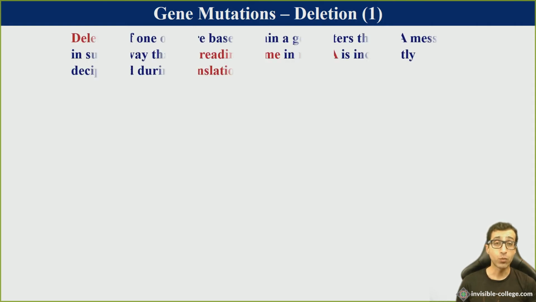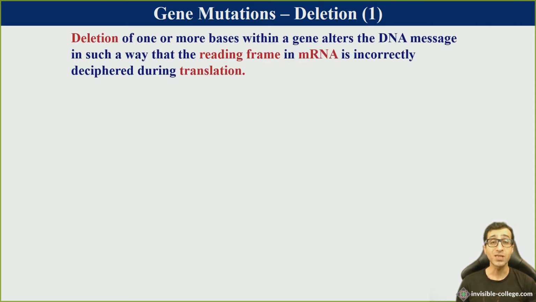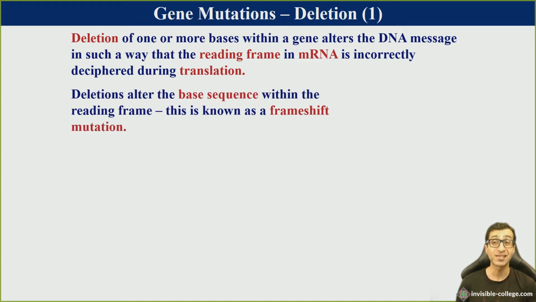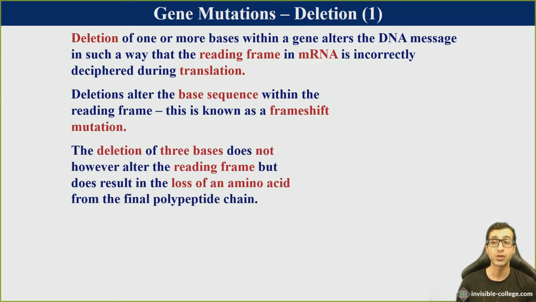Now the deletion of one or more bases within a gene alters the DNA message in such a way that the reading frame, as we said before, in the mRNA is incorrectly deciphered during translation. So deletions alter the base sequence within the reading frame, and again this is referred to as a frame shift mutation. So if however we deleted 3 bases, this does not alter the reading frame, but it does result in the loss of a single amino acid from the final polypeptide chain.